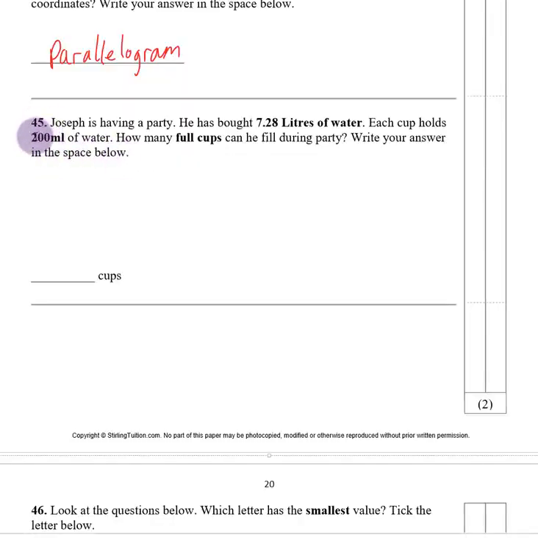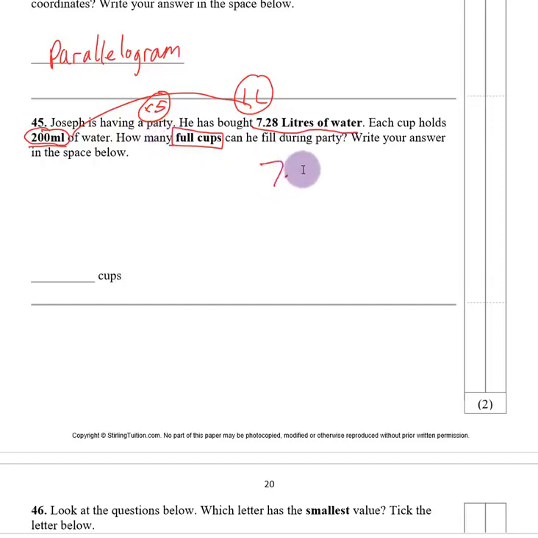And question 45. Joseph is having a party. He has bought 7.28 litres of water. Each cup holds 200 millilitres of water. How many full cups? That's important. Can he fill during the party? Write your answer in the space below. So the easiest way to do this is how many 200 millilitres fit into 1 litre. Now that's 5. So effectively what we've done to 200 to turn it into 1 litre is we've times by 5. So that's all we're really going to have to do in this question. We just do 7.28 times by 5. That'll tell us how many full cups he can have.